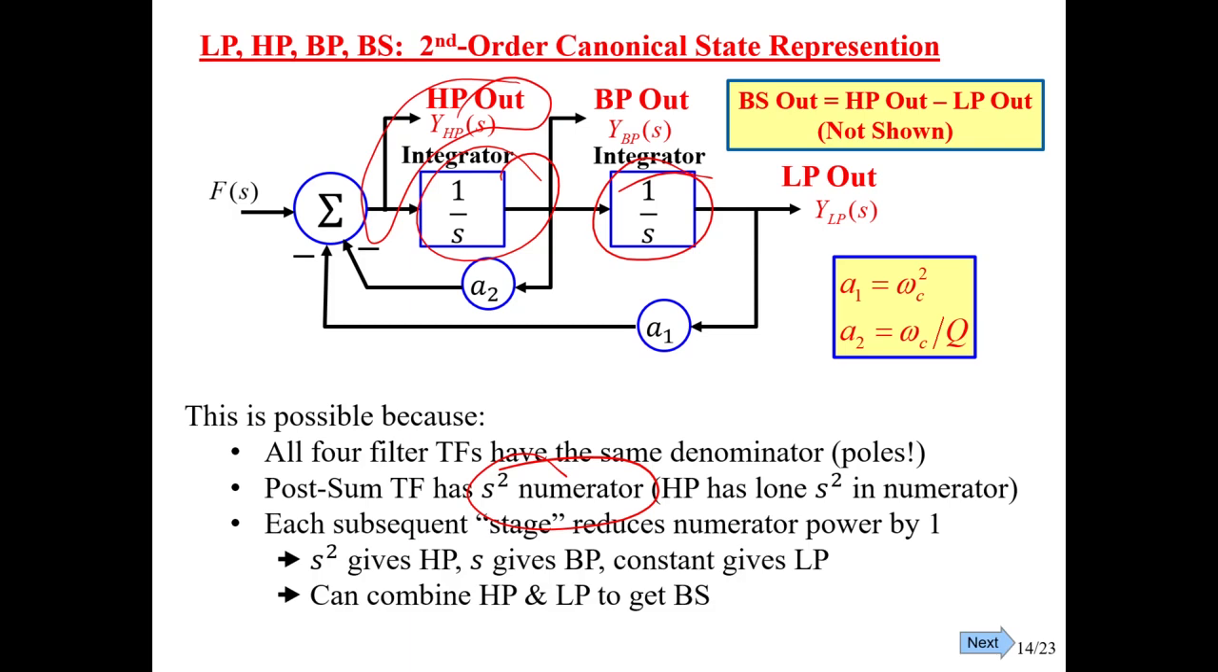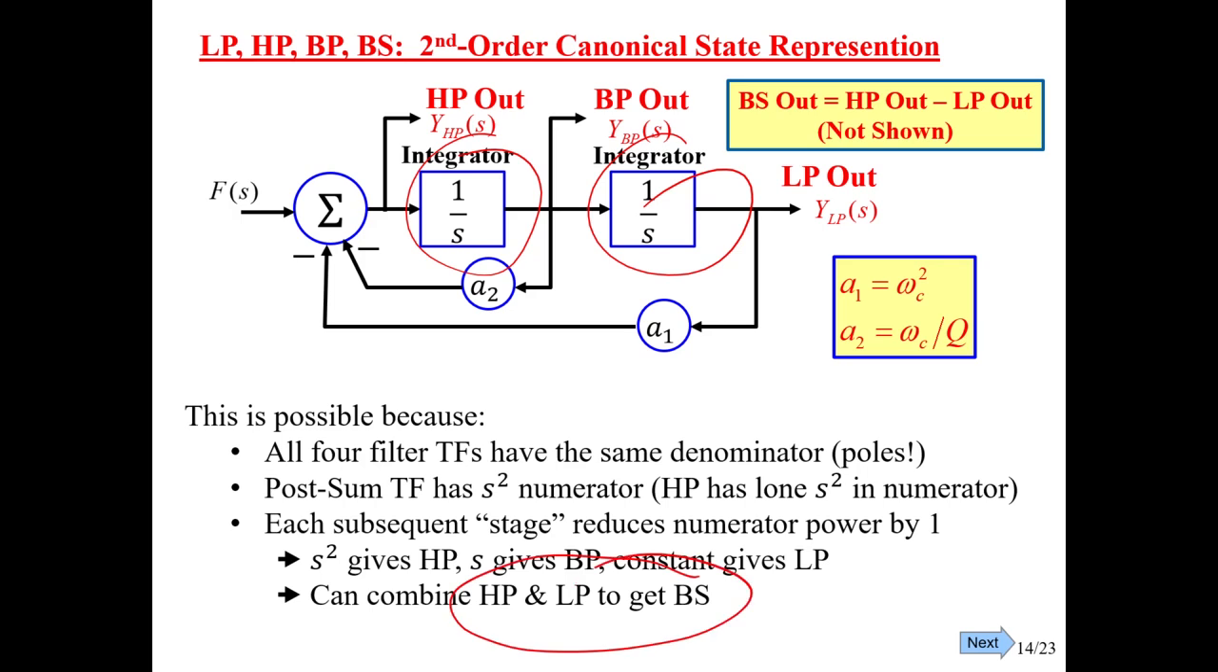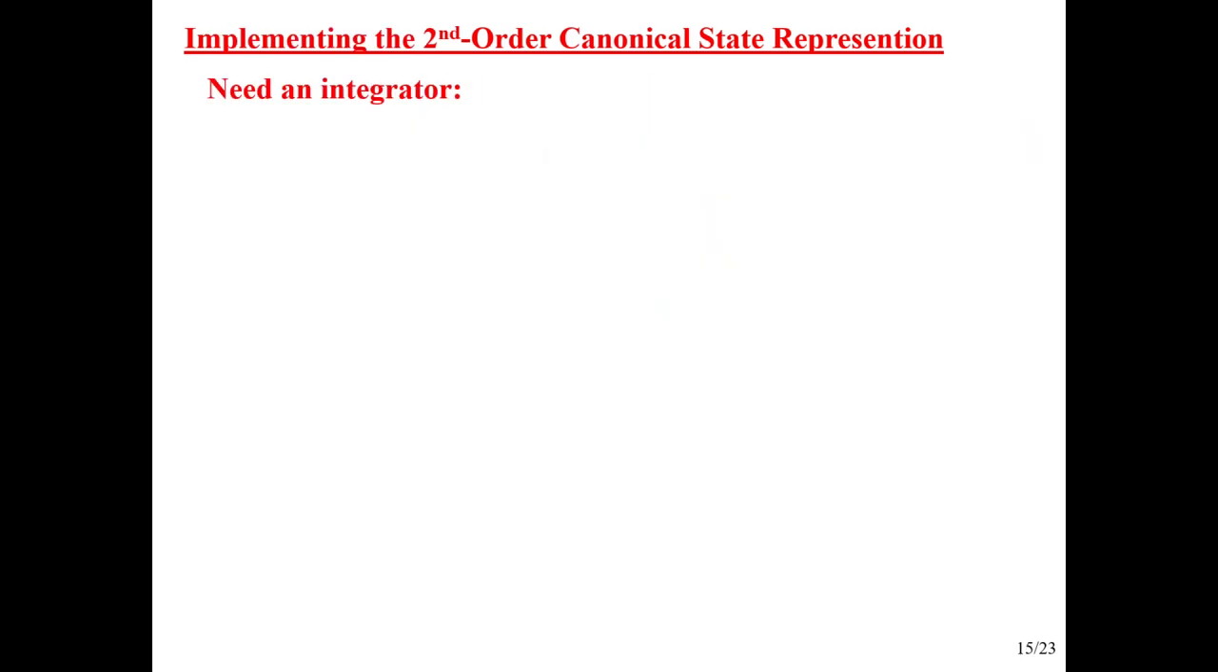So each one of these stages, here's one stage, here's another stage, reduces the numerator power and gives us that decreasing power on S. And then we saw that we could combine two of the outputs to get the band stop output. So everything's really nice. But now we're going to talk about implementing this.